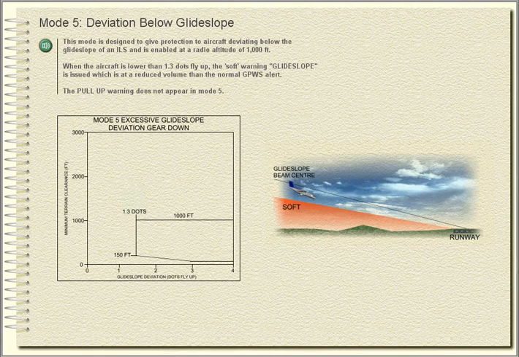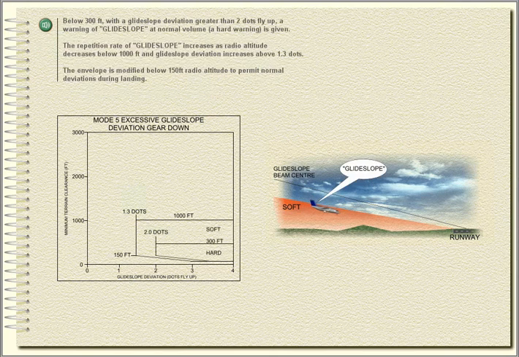Mode 5. Deviation below glideslope. This mode is designed to give protection to aircraft deviating below the glideslope of an ILS and is enabled at a radio altitude of 1,000 feet. When the aircraft is lower than 1.3 dots fly-up, the soft warning "Glideslope" is issued, which is at a reduced volume than the normal GPWS alert. The pull-up warning does not appear in Mode 5.